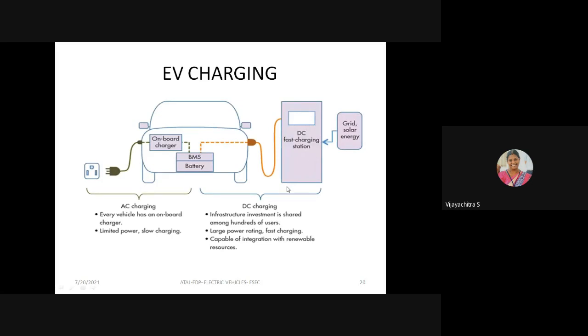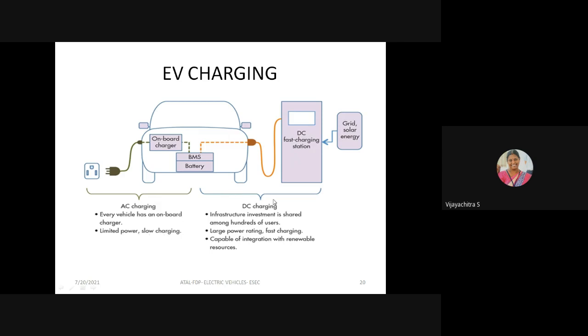And this is how electric charging will be. When we consider the car, at the back side there will be a battery, and this is the onboard charger. This is the plug. This part can be called AC charging. It gets electric AC current, alternating current, and every vehicle has an onboard charger, with limited power and slow charging.